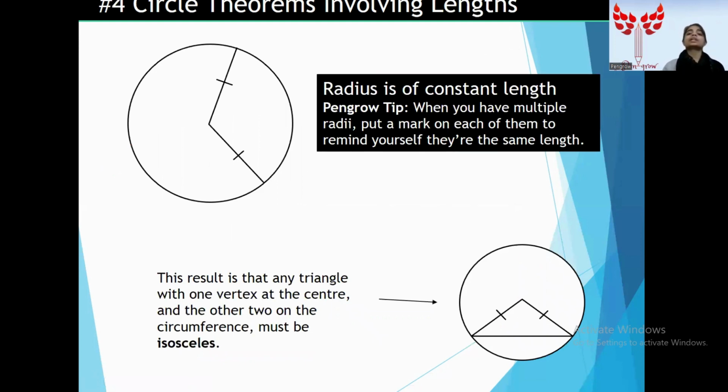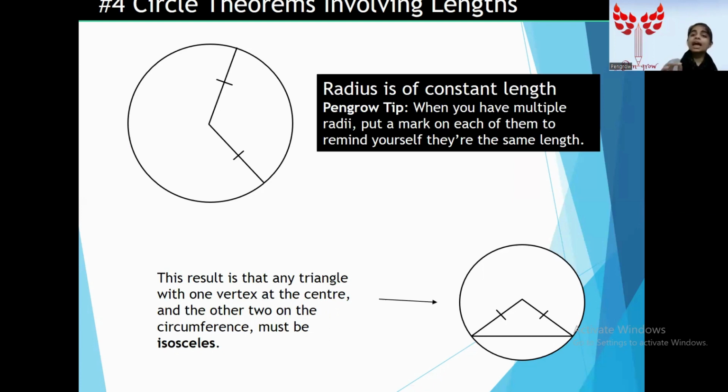Then another important point. This is not basically a theorem, these are just small tips I'm trying to give you, because these are the simple things which students tend to forget in their exams. When you have multiple radiuses, all the radiuses are equal, so just put a mark on them so that it signifies to you that the lengths of all the radiuses are equal.